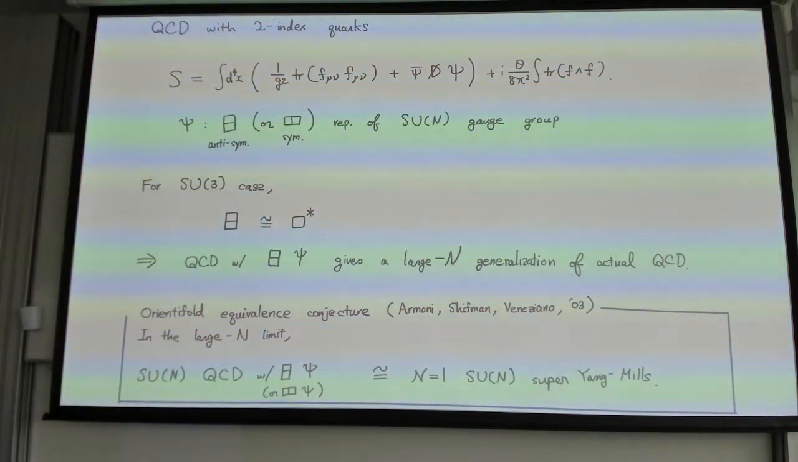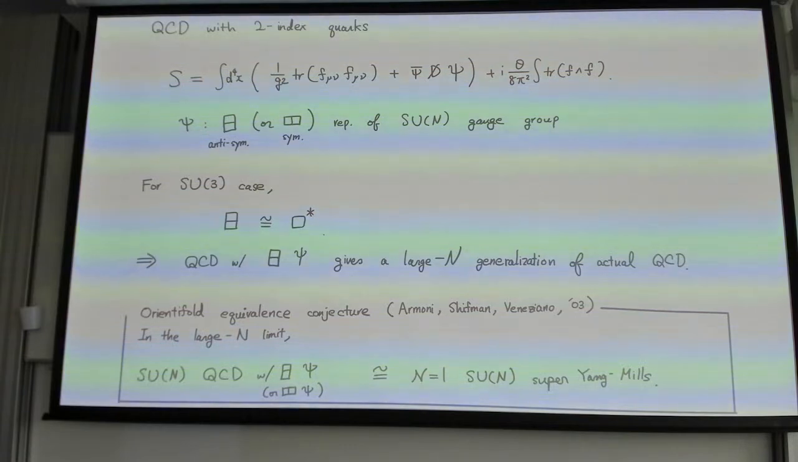This gives a different large N generalization compared with the usual 't Hooft large N limit. Especially, in the 't Hooft large N limit, the number of gluon degrees of freedom is of order N squared, while the number of quark degrees of freedom is just of order N. So basically, if you take the 't Hooft type large N limit, gluon dynamics dominates, and we insert massless quarks as a probe field.